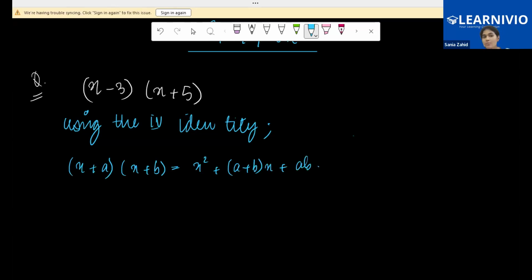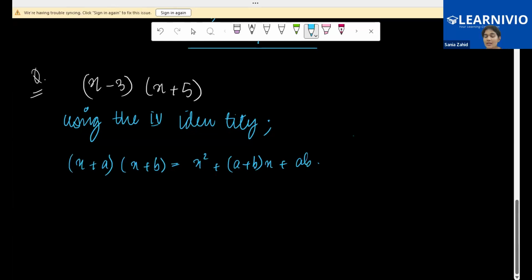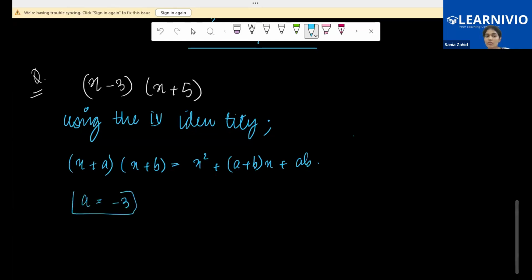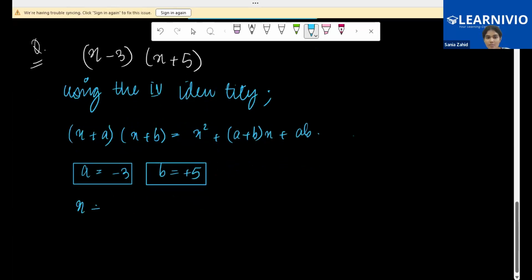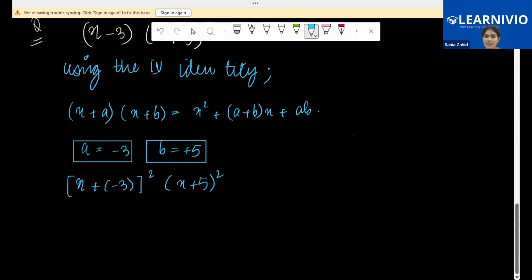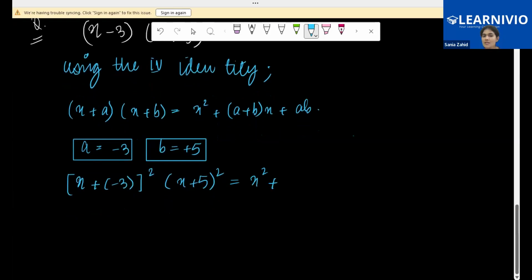Now you would say, ma'am, here you have x minus 3. So how come this is x plus a, x plus b? So children, we will take a as minus 3 only. Remember, and b is plus 5. So I can write it as (x + (−3))(x + 5), which equals x² + (a + b)x + ab. Now what is a? Minus 3. What is b? Plus 5. And a into b, a is minus 3, b is 5.